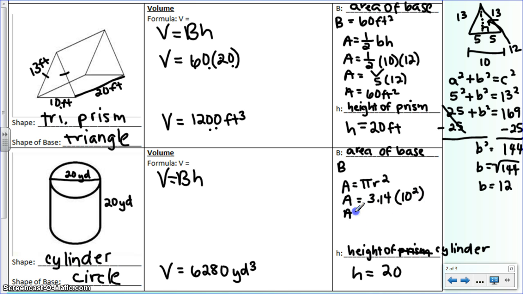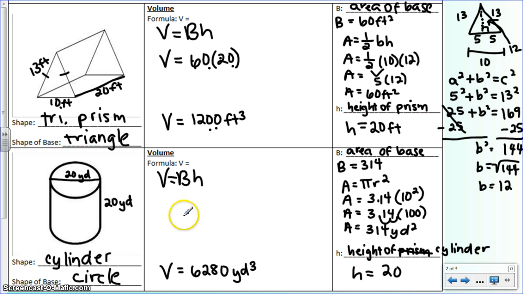Okay, well, PEMDAS, order of operations, tells me to do exponents first. So I'm going to do 3.14 times 10 squared, 10 times 10, which is 100. And I know that trick. Remember that when you multiply by multiples of 10, since there are 2 zeros, then I can just move that decimal over twice. So I get 314. Remember that moving that decimal over twice, that's 1, 2. All right, perfect. So the area of this base is 314 yards squared.